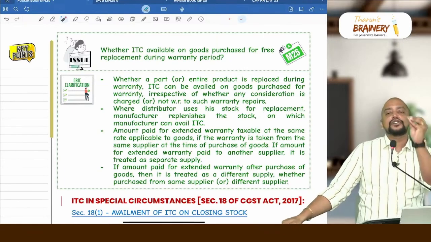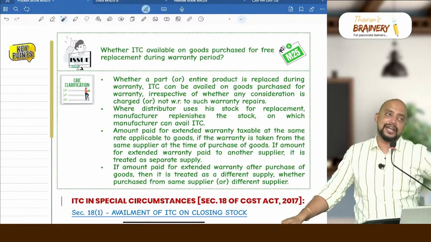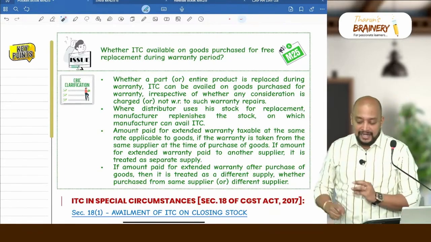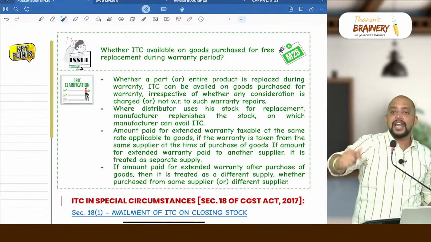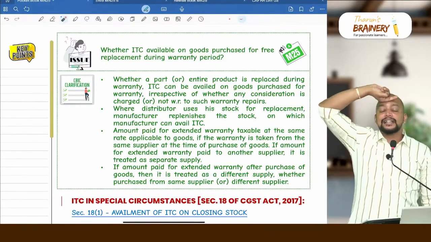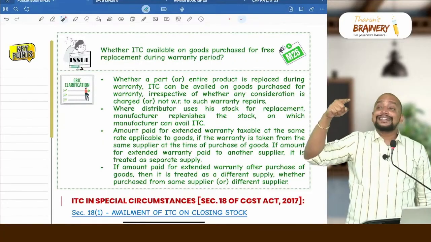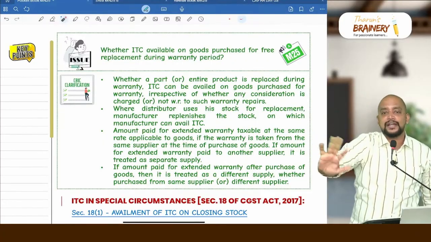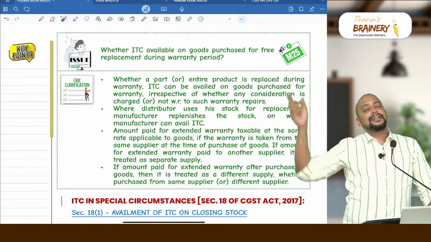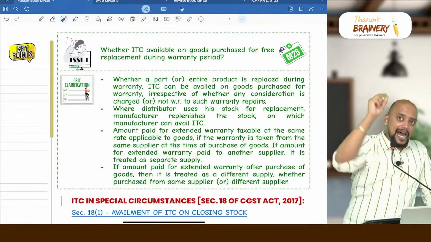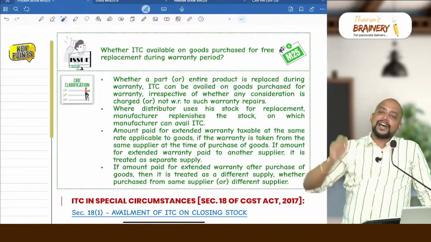What is the treatment of these extra charges for additional warranty? Whether it is paid at the time of purchase from the same dealer, same time, same dealer, it is treated as a composite supply. Strictly it is not a composite supply, but it is treated as a composite supply, and the rate of GST applicable to that article will be applicable to that warranty also.